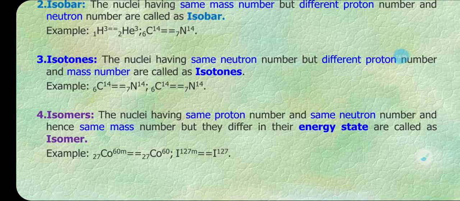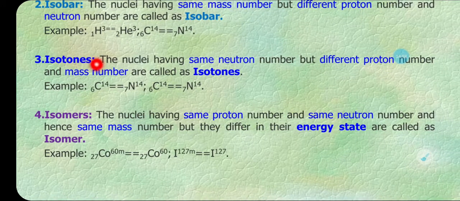The third class of nuclei is isotones. Iso means same, tones means neutron. That means nuclei having the same number of neutrons but different proton number and mass number are called isotones. Only the neutron number is the same; the mass number and proton number are different. Such elements are called isotones.